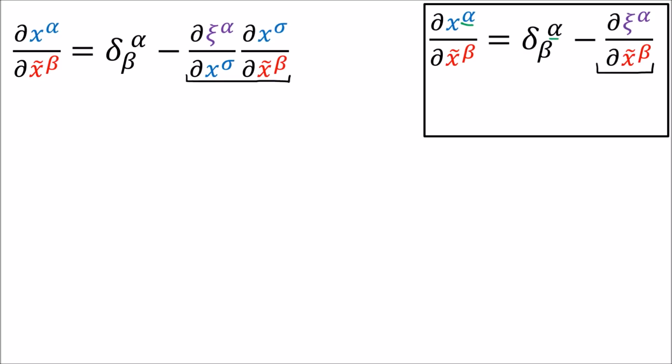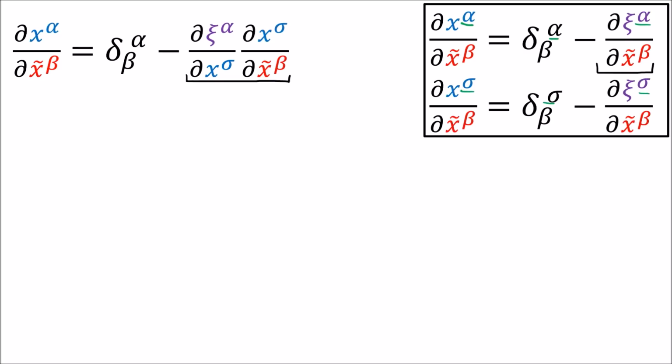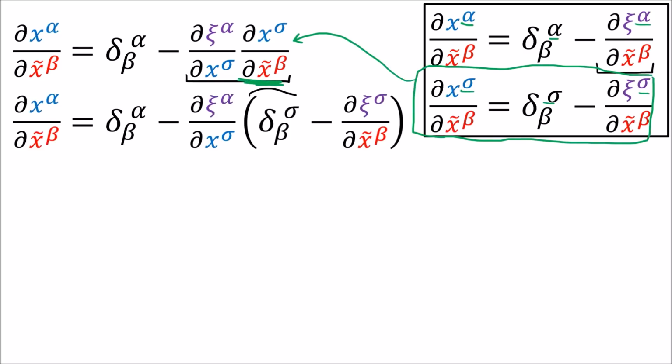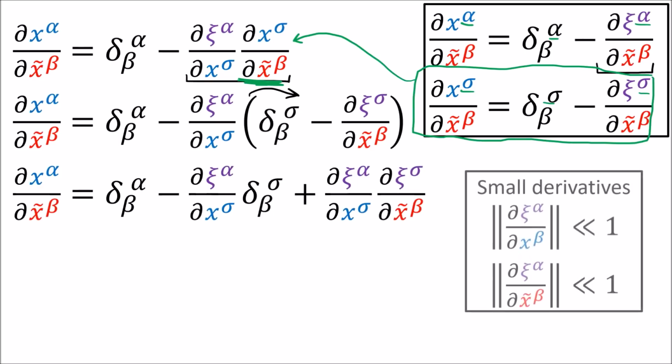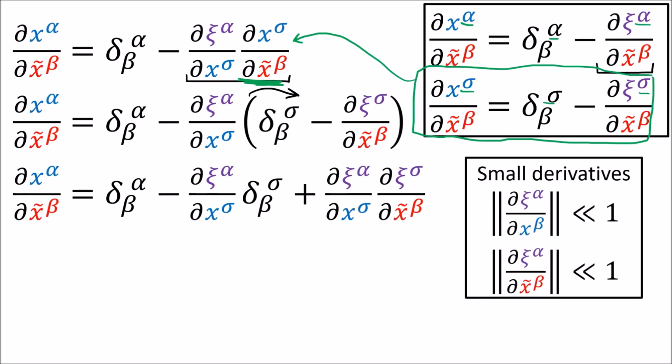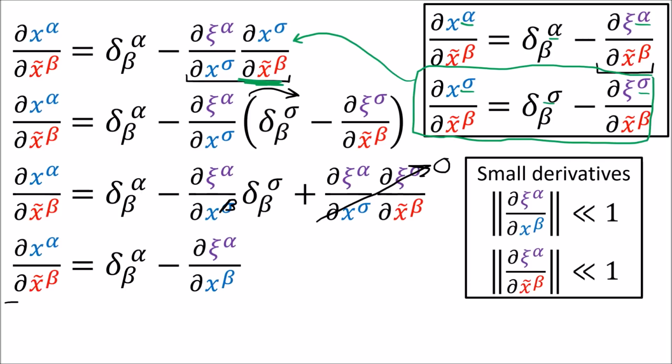If we change these alpha indices to sigmas, we can plug this in here and distribute. Since we said that the rate of change of psi is small, the product of the two psi derivatives is extremely small and can be ignored. And we can use the Kronecker delta cancellation rule to change this sigma to a beta. So this is our formula for partial x by partial x tilde.